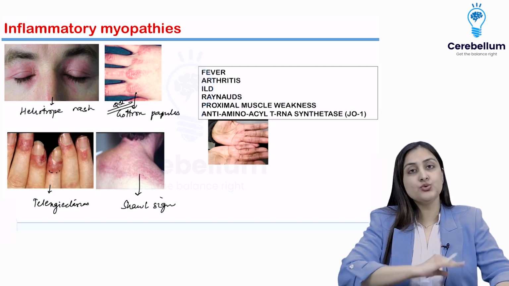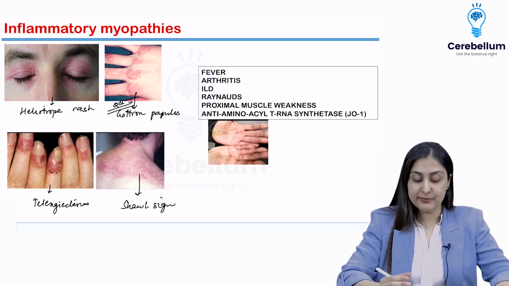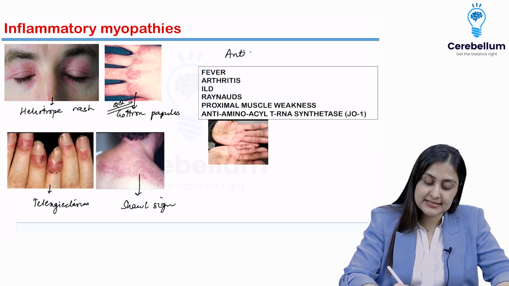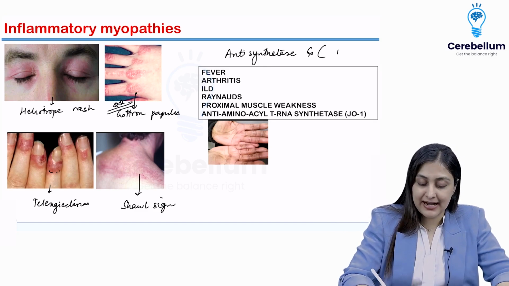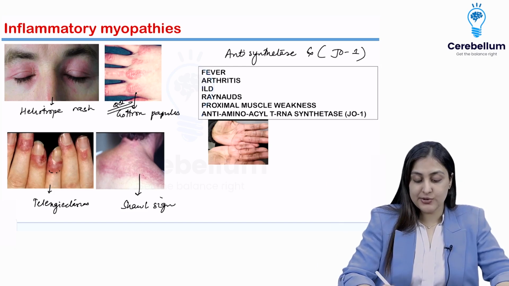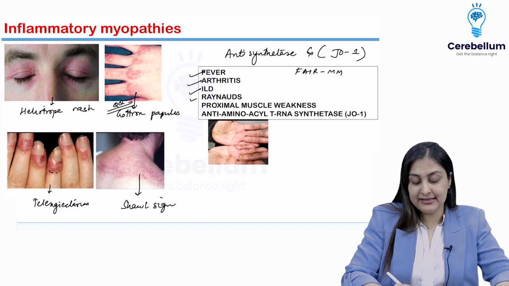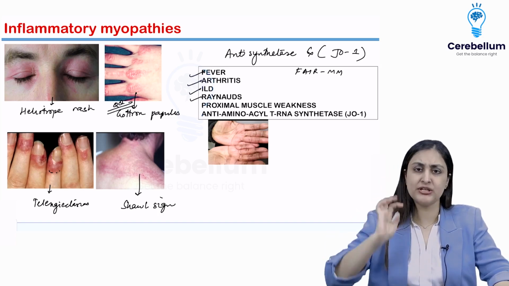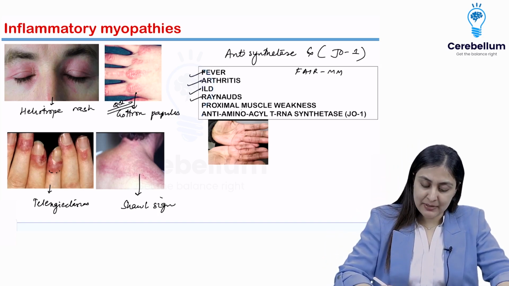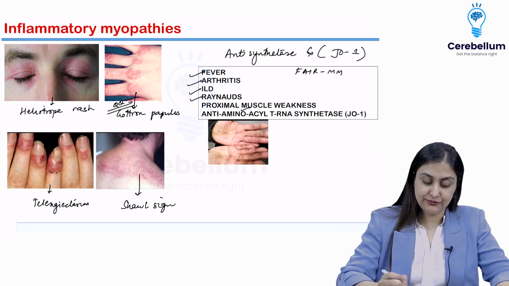As I said, a new syndrome has stemmed out from dermatomyositis, which is your anti-synthetase syndrome. So this antibody is nothing but anti-Jo1. You can remember a mnemonic known as FAIR-MM. So you have fever, arthritis, ILD and Raynaud's. Pretty non-specific, no need to remember this also. And MM is muscle weakness. Alright, so FAIR-M actually is what you want to remember.